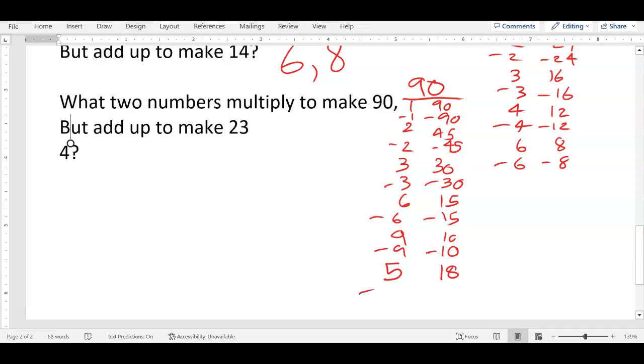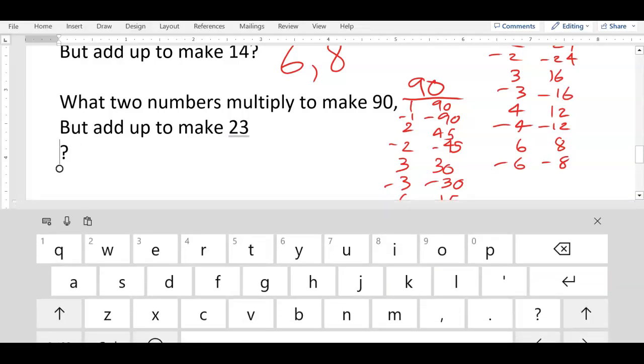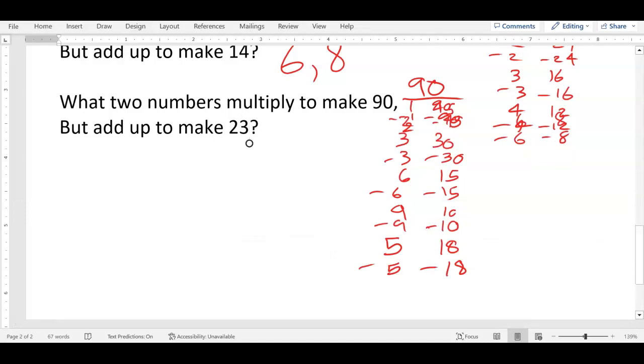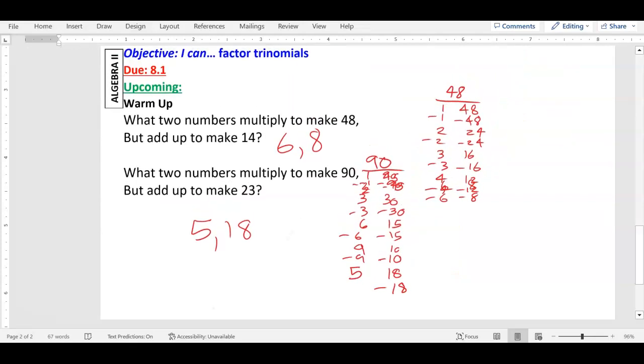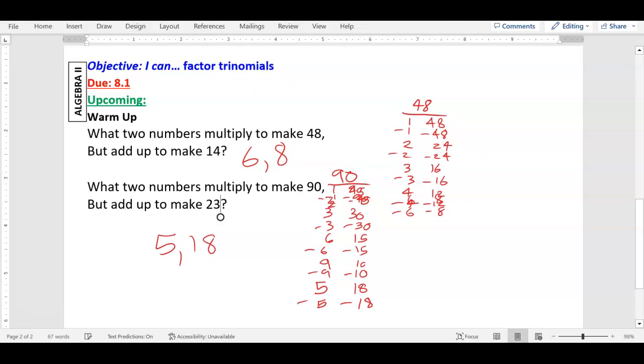This pen is glitching hardcore. Here we go. All right, now. Which one of these options will add up to make 23? What do you think? 5 and 18. Yes. 5 plus 18 gives you 23. 5 times 18 gives you 90. So, you get the idea. This is a kind of a puzzly puzzle.